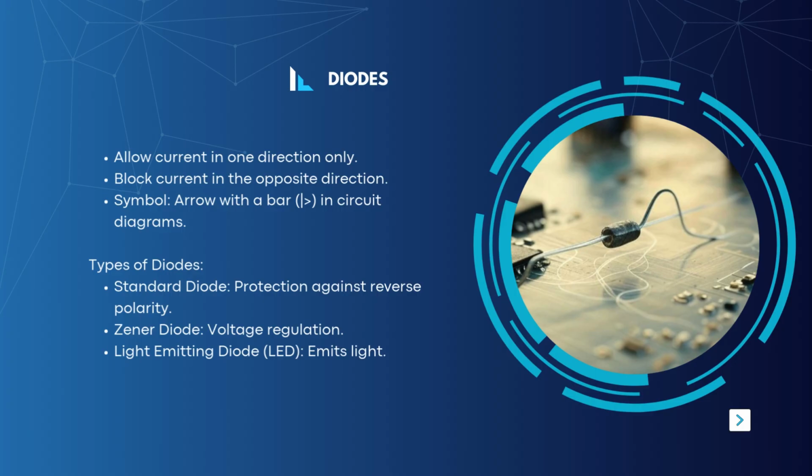Zener diode, voltage regulation. Light-emitting diode, LED, emits light. Application: protecting a battery-powered microcontroller from wrong battery connection. Bonus tip: always add a small resistor with an LED to prevent burning it.